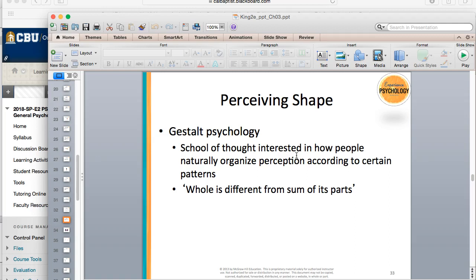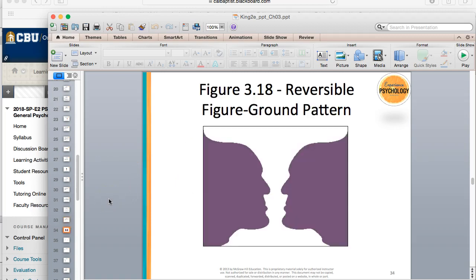So, perceiving shape, and specifically how people perceive things, this modality speaks to how you're different because of the different experiences that you may have in your life. That's the whole concept behind the whole being different from the sum of its parts. And naturally, it's how people organize their perception according to certain patterns or experiences or behaviors they may have experienced. So it's really interesting, and you'll learn more about that when we go into a little more detail further down in the text.